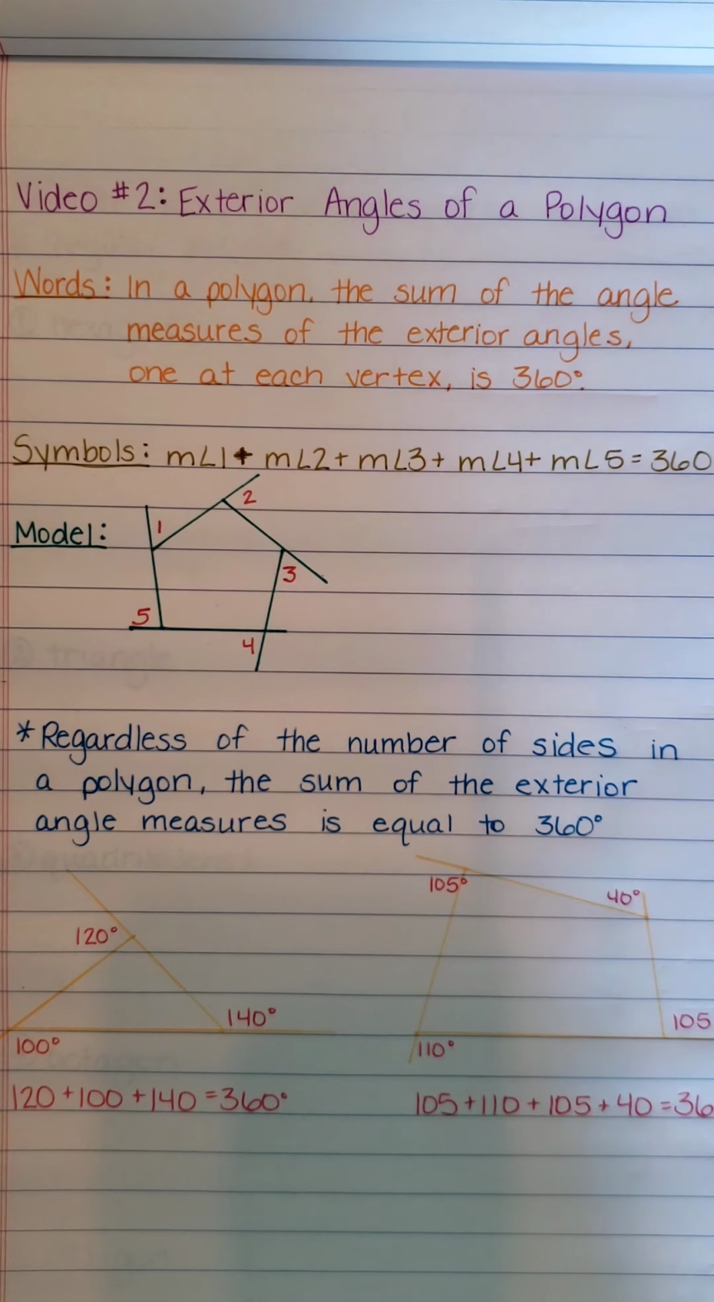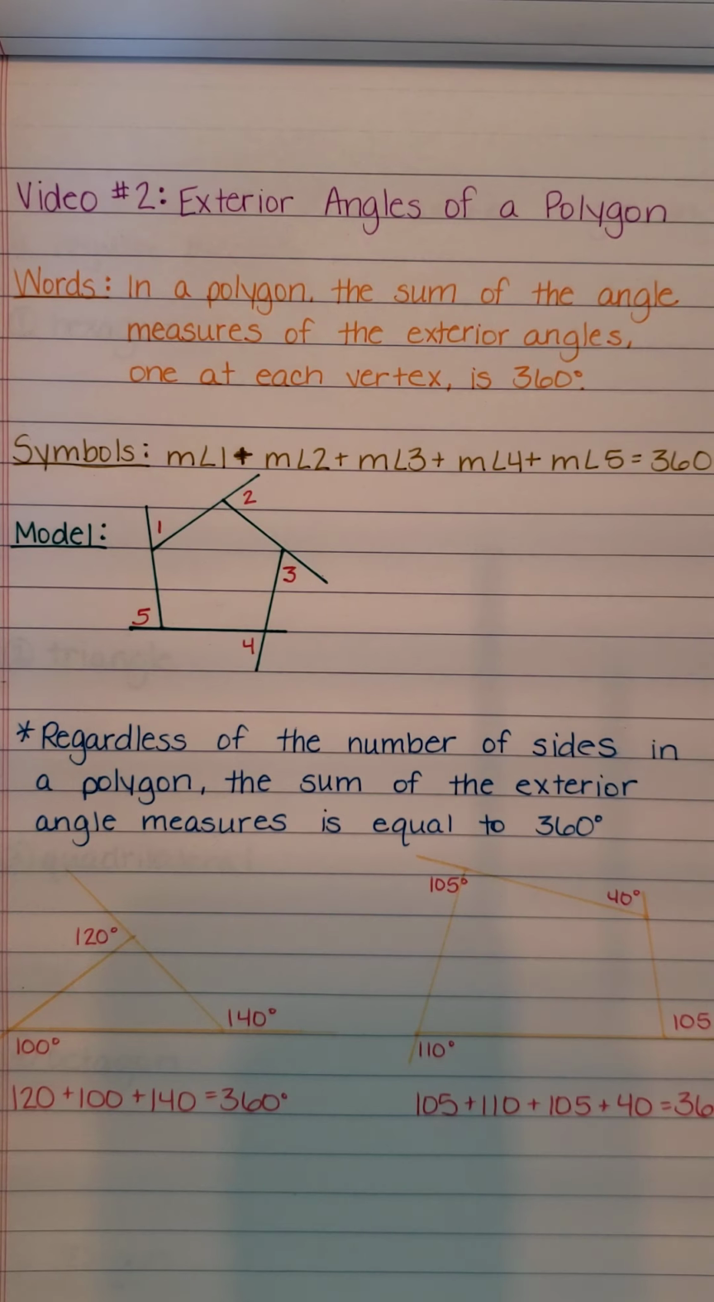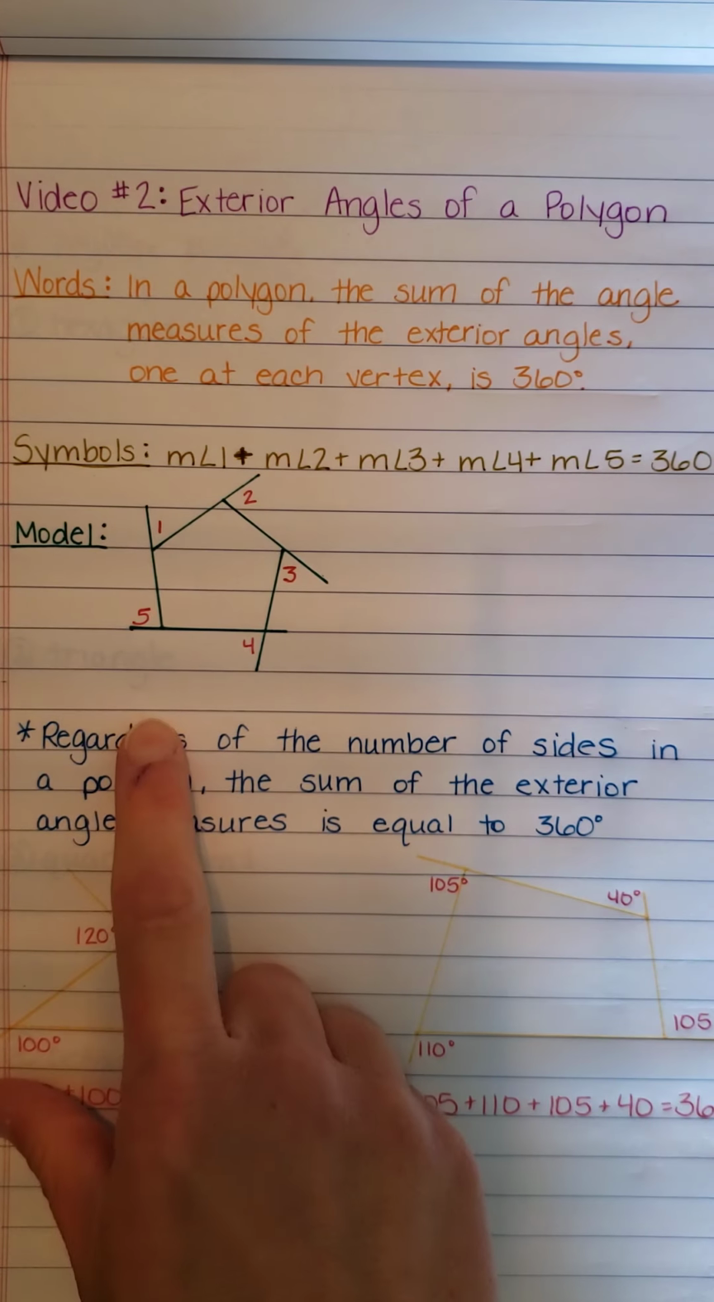All right, 8th grade, video 2 for polygons and angles is going to focus on the exterior angles of a polygon. So interior means that those are angles on the inside, and exterior means that those are angles on the outside of the polygon. So in words, in a polygon, the sum of the angle measures of the exterior angles, one at each vertex, is 360 degrees.